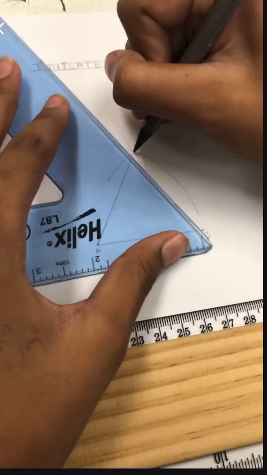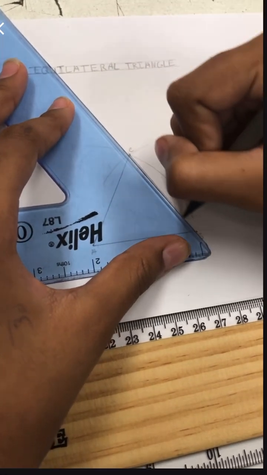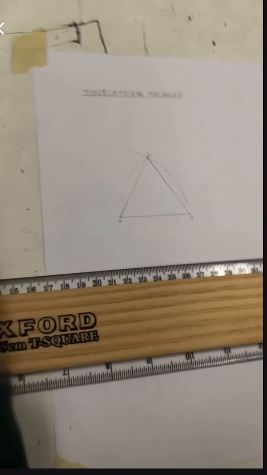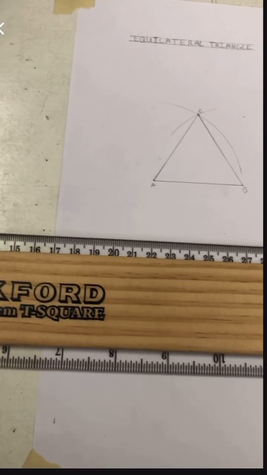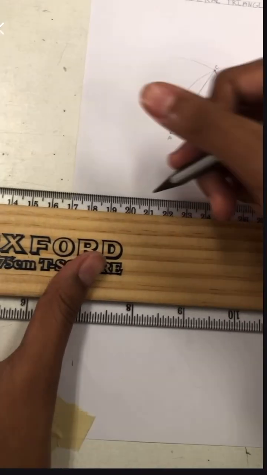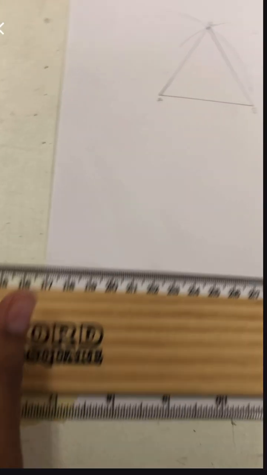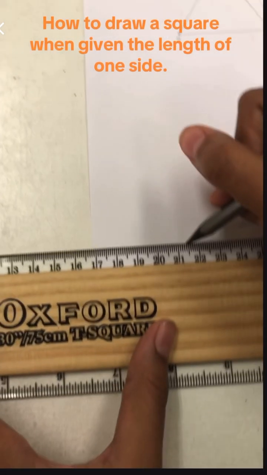Stuck on the paper. Very good. Now, we're going to draw a square. So, hold on. Slide your T-square down. Draw your baseline first.